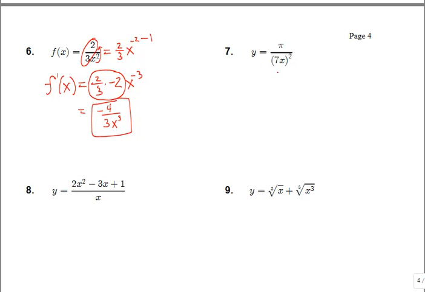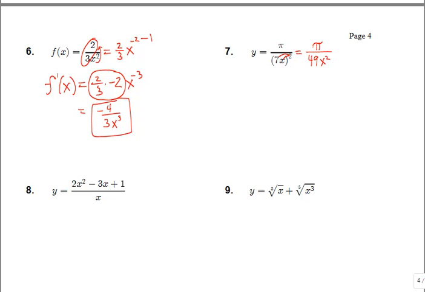Okay, so the next one is pretty similar to that. Not only do we have a fraction, which we don't know how to deal with, we also have some parentheses, which we don't know how to deal with. So we will learn rules for figuring out how to do this, but the easiest way to handle this is just to rewrite this in a different way so that it becomes like a power rule. So the first thing I would recommend is go ahead and square that denominator to get rid of your parentheses. So this becomes 49x squared.